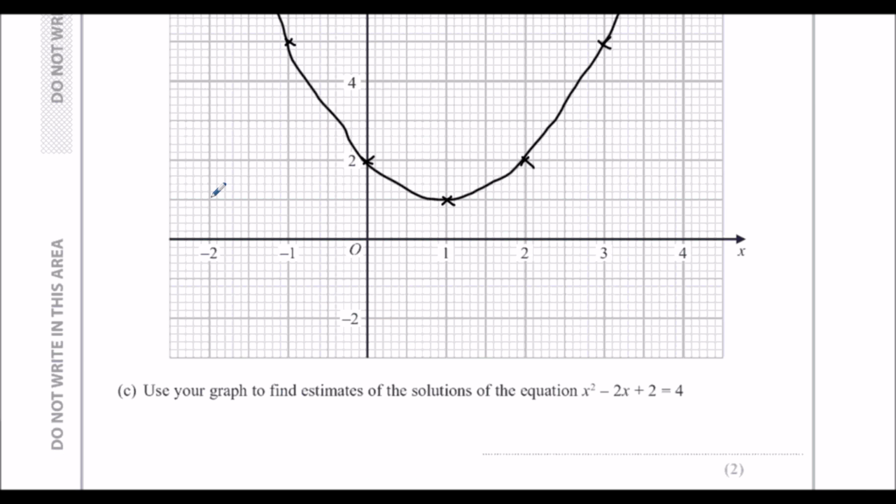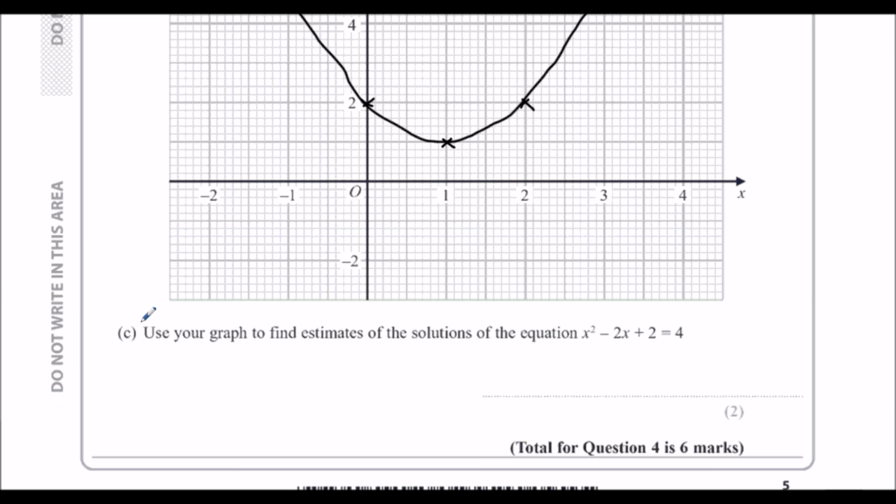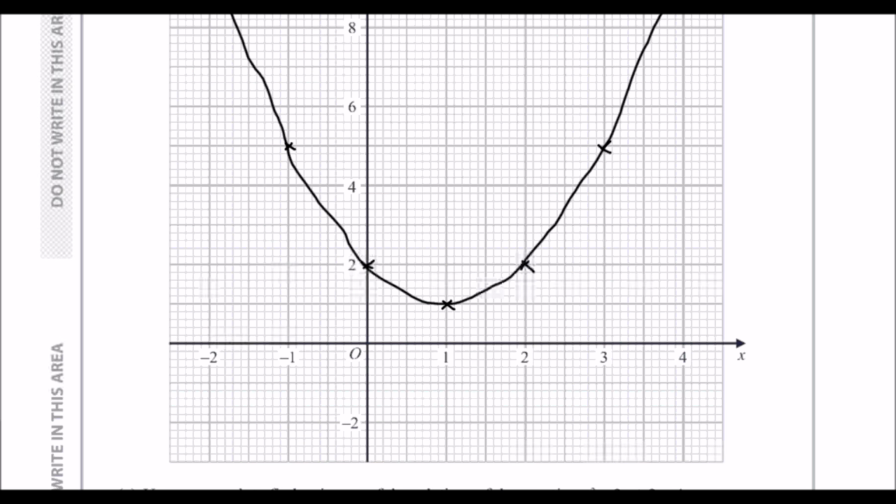Use your graph to find estimates of the solutions of the equation x squared minus 2x plus 2 is equal to 4. So we have drawn y equals x squared minus 2x plus 2. So we can see that y has been changed to 4. So we're looking at where y equals 4. So on our graph, where is y equal to 4? That's the line y equals 4. The whole way across, everywhere where y is equal to 4.